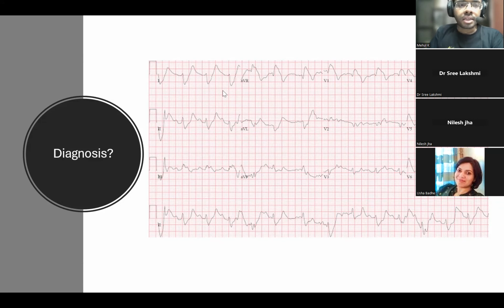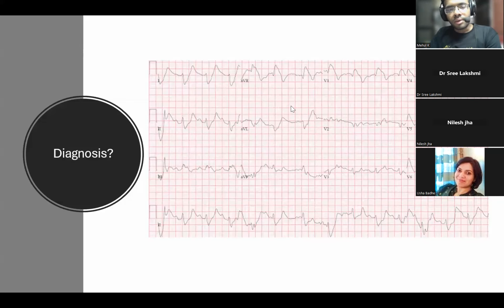One thing is that this isn't actually that fast. If you look at the RR intervals here, it is actually more than 3 large squares, so it's not fitting the criteria of VT. And Nilesh has actually said the diagnosis, very good. So this is not VT. Unless the rate is more than 120, you cannot diagnose something as VT. Always keep that in mind.